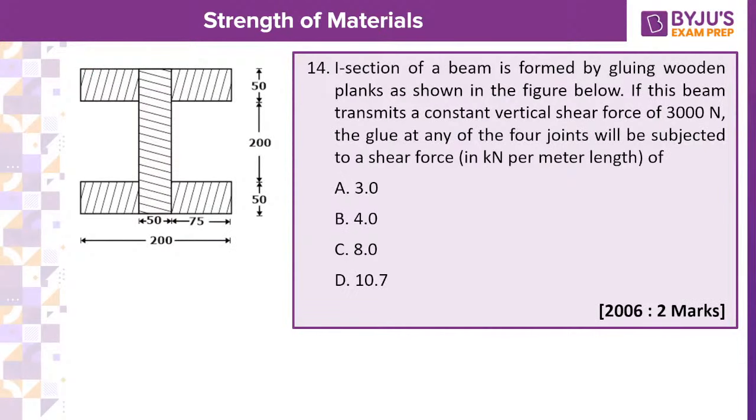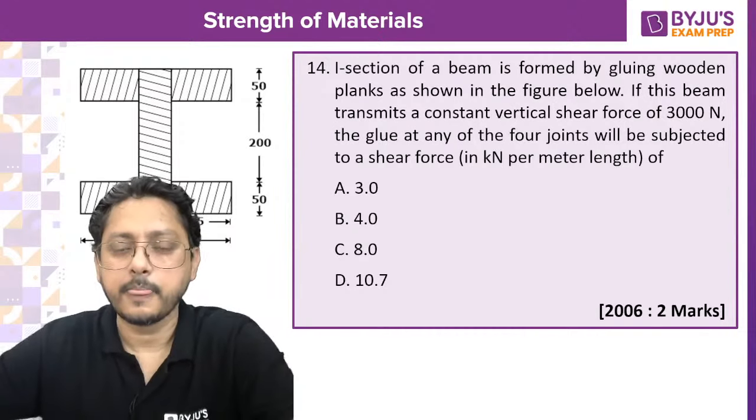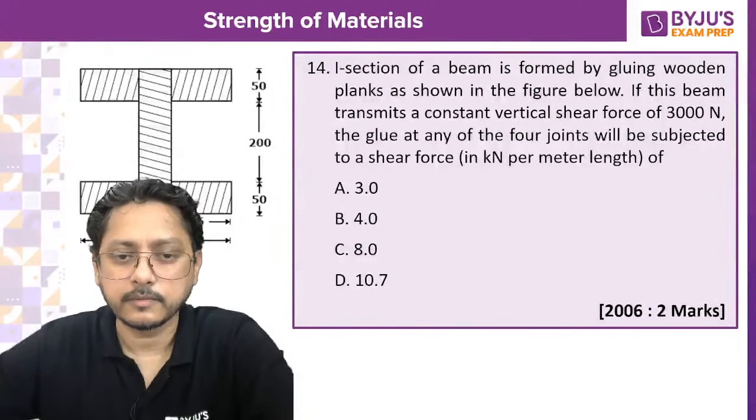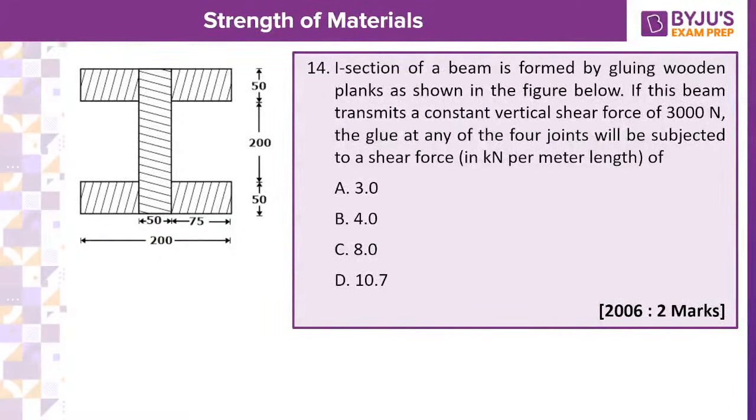What about this one? I section of beam is formed by gluing the wooden plank as shown in the figure below. If this beam transmits a constant vertical shear force of 3000 Newton, the glue at any of the 4 joints will be subjected to a shear force. How will you calculate that?